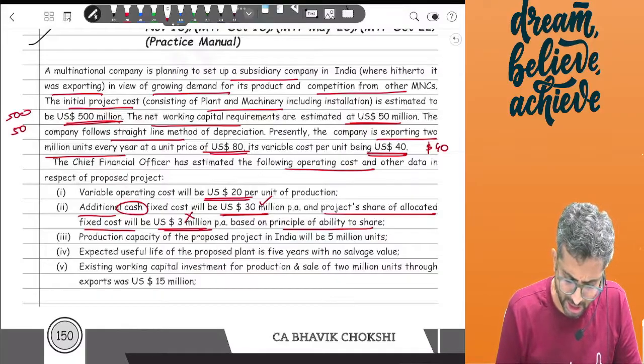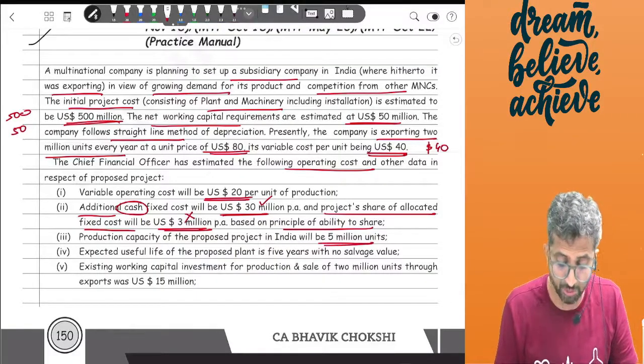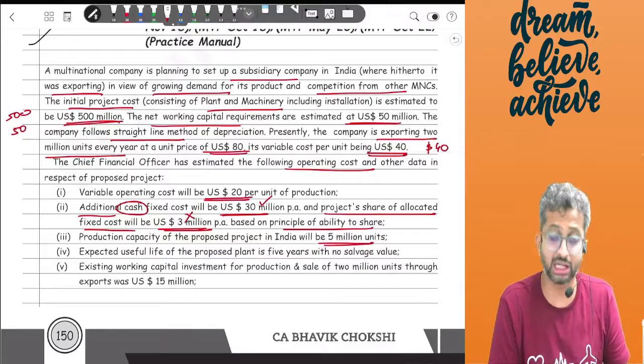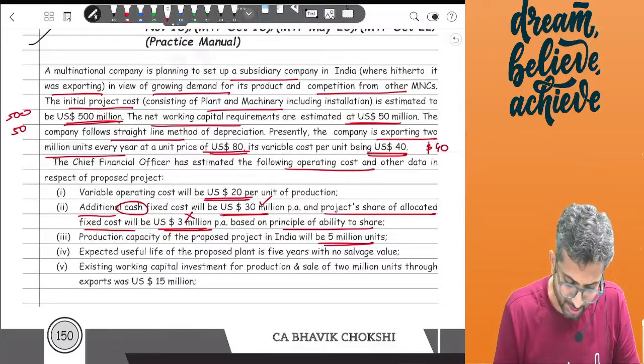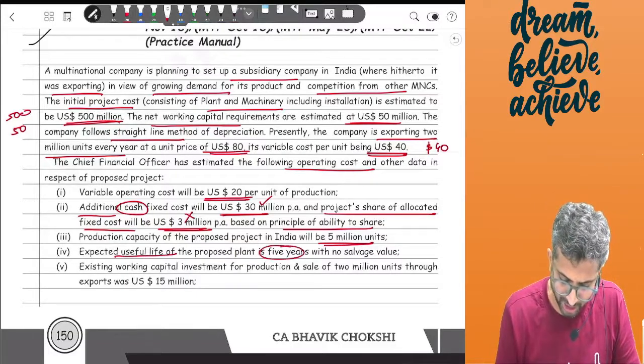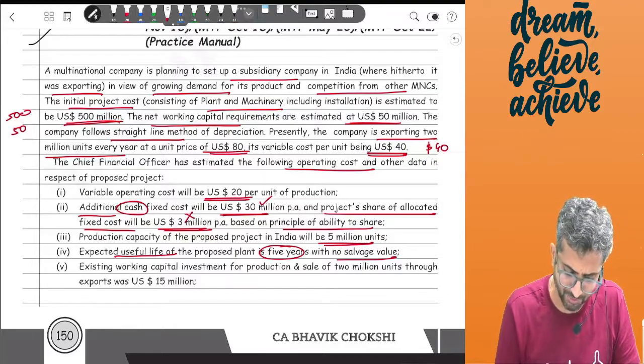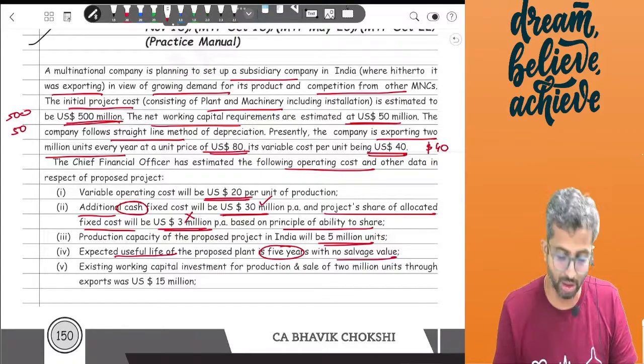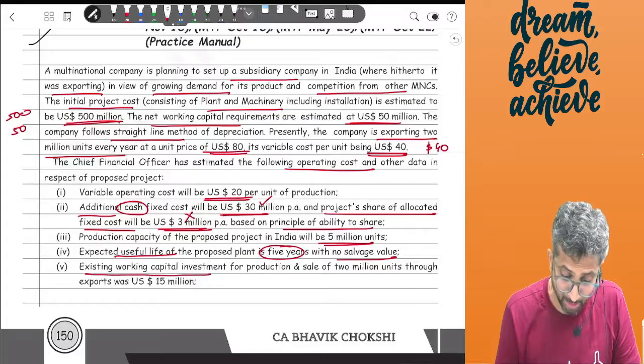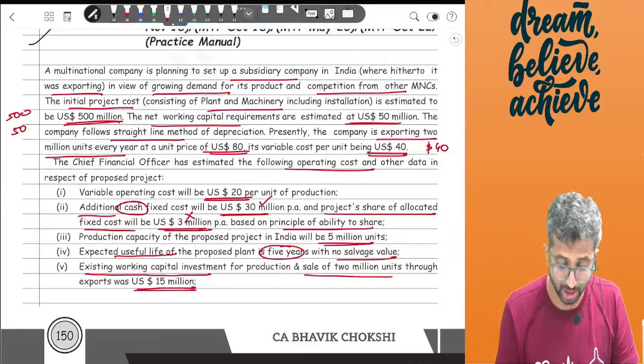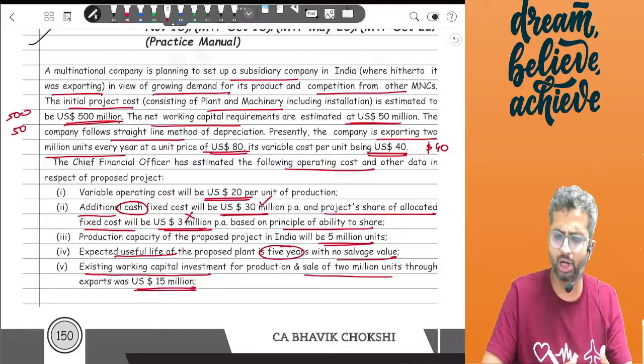The production capacity in India will be 5 million. We will assume the entire capacity is going to be utilized and hence solve based on 5. The expected useful life of the proposed plant is 5 years with no salvage. So depreciation would be 500 divided by 5, that is 100 per annum. Existing working capital investment for production and sale of 2 million units was 15 million. Now, is this existing investment already there? Yes.